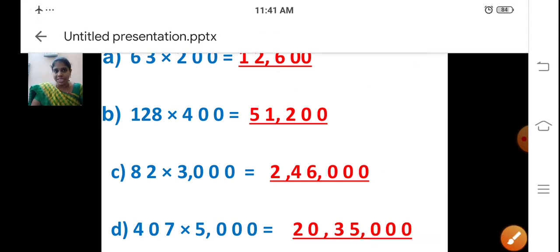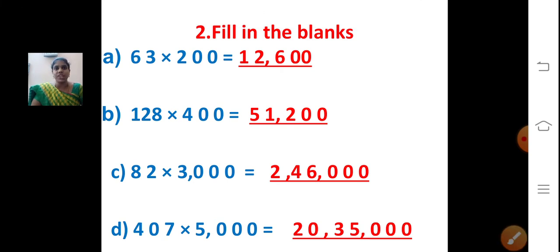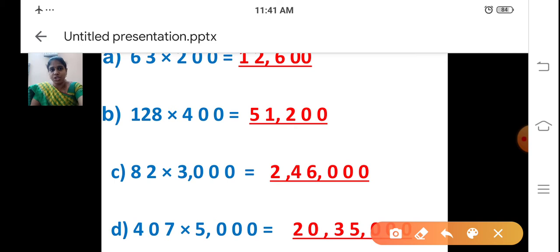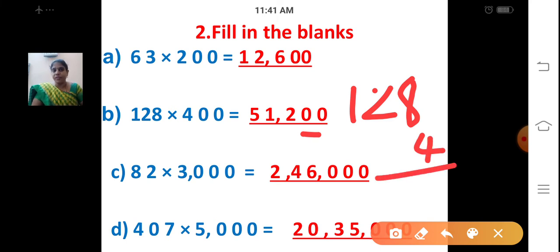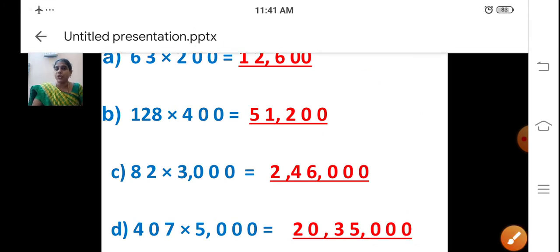Now let's move on to the next B sum. 128 into 400. So what you have to do? Same thing. Place 2 zeros at the last. So 128 into 4. 8 4s are 32, 2, 3. 4 2s are 8, 9, 10, 11, 1. 4 1s are 4, 5. So the answer is 512, right? 512 followed by 2 zeros. So the answer is 51,200.